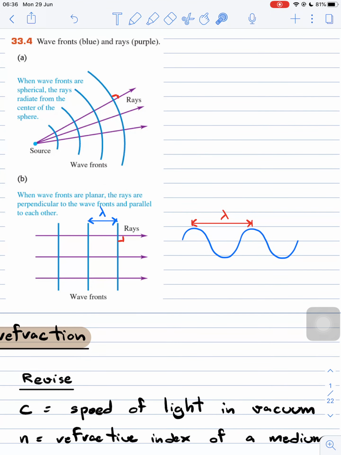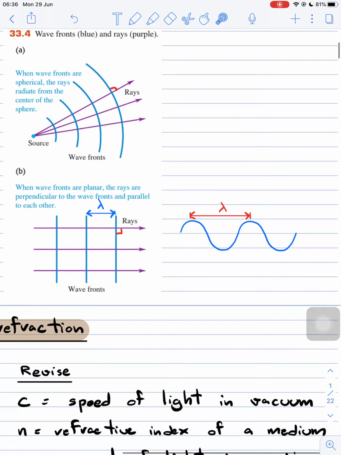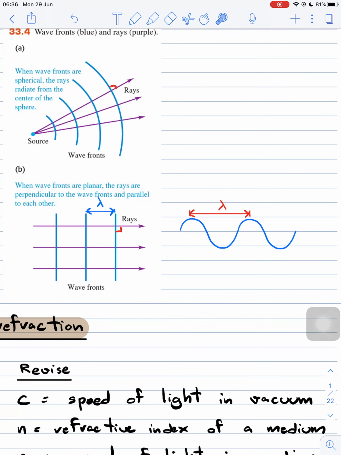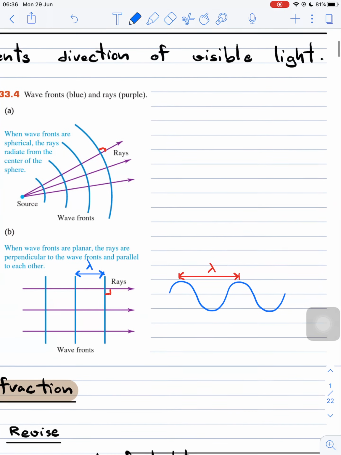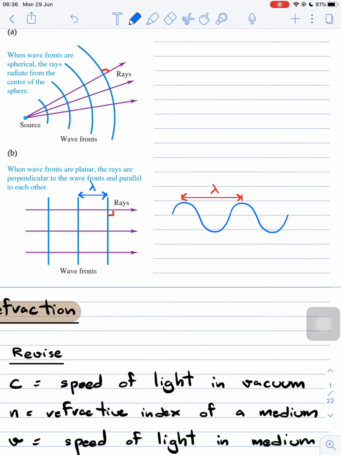One more thing: the direction of the light rays must be perpendicular to the wavefront, for example here, or for example here. You need to remember this property. So we said that the light ray must be perpendicular to the wavefront.